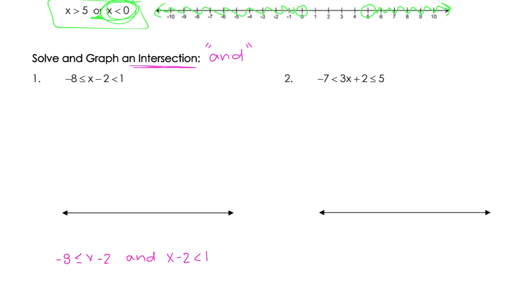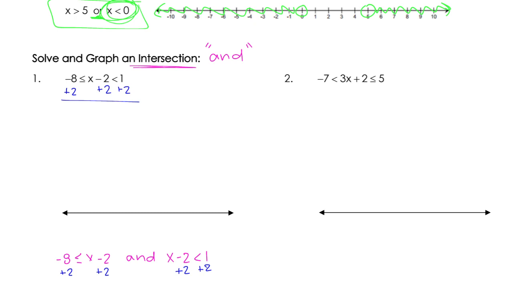Again, you're still trying to get x by itself. So whatever we do to the inside, we have to actually do to the outside, because down here, if I added 2, I would have to add 2 to -8 and to 1. So when you split it up, you have actually a little bit more writing to do. If you would like to split it up, you're more than welcome to. But in this case, all you really have to do is solve from the middle to the outside. So if I add 2 to the middle, I've got to add 2 to the outside two numbers as well.